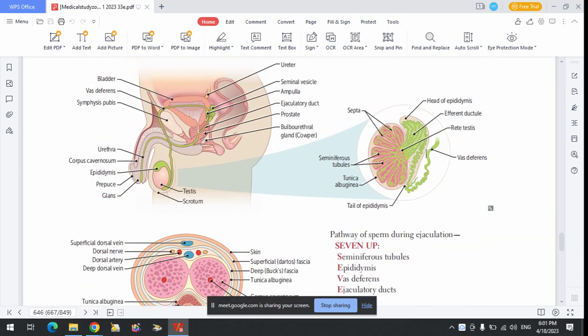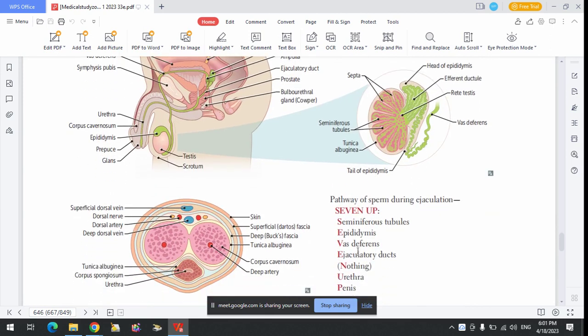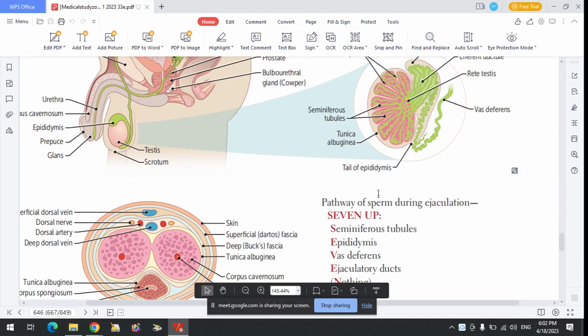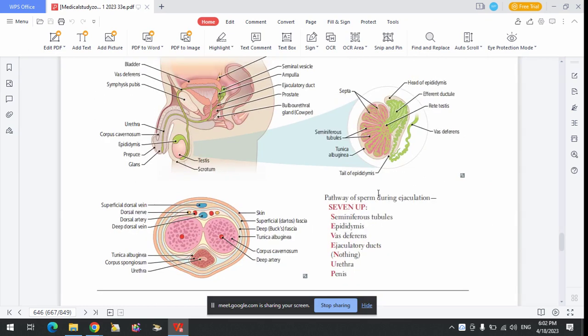So this is just a pathway for ejaculation. This is all you guys need to know. Don't worry yourself about this diagram. All you need to know is just the pathway. How does sperm leave the testes? So from the seminiferous tubules where they are produced, immediately the next structure is the epididymis.